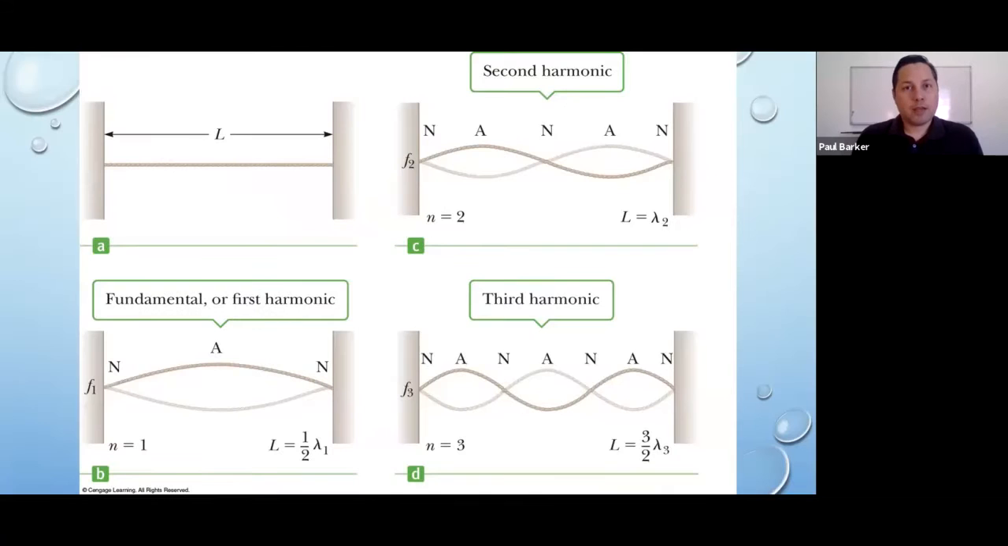Now let's go. In this diagram, we see waves moving down a rope. For the first picture, A, on the top left corner, we have L set as the length of the rope.